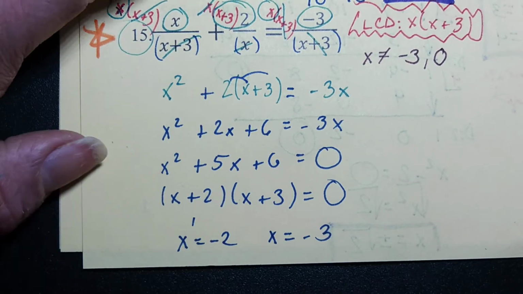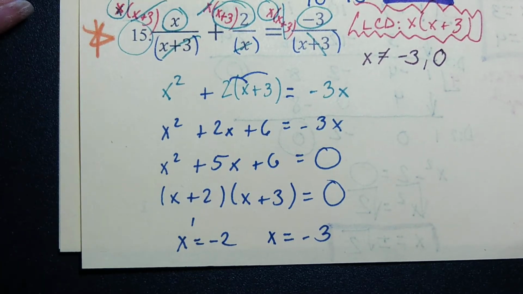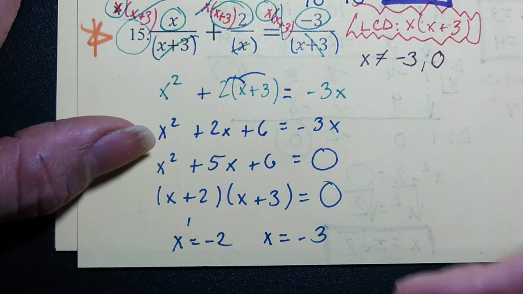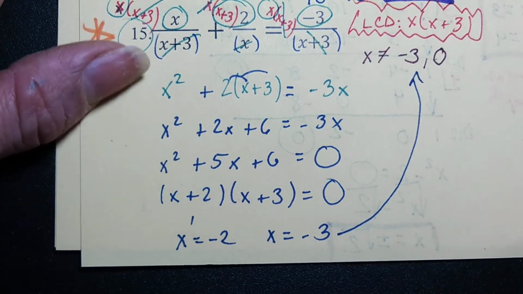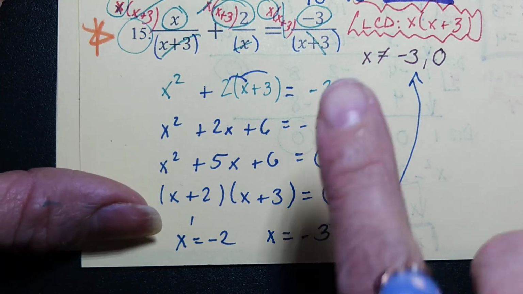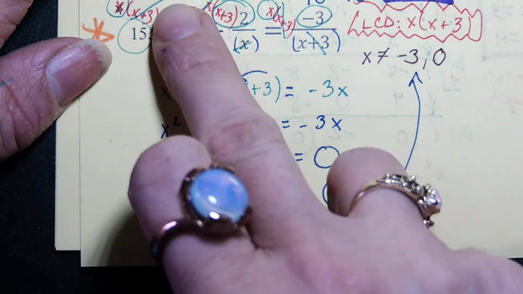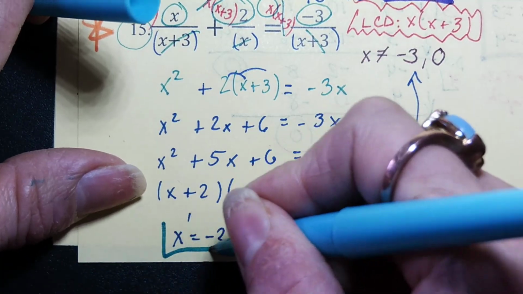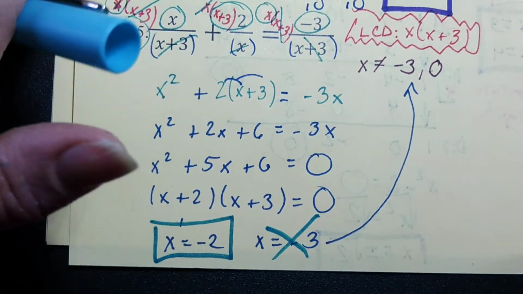Do we put boxes around both of those and say it's all good? No, because you've got to check. What's not all good? The -3 is extraneous because that is one of our restrictions. If I try plugging -3 back in, we end up dividing by 0 and it makes our fractions undefined. But -2, it's all good.